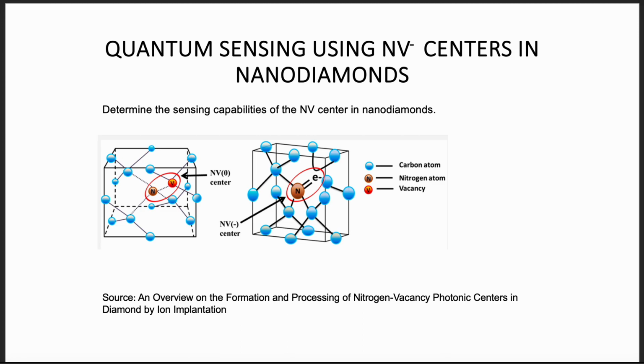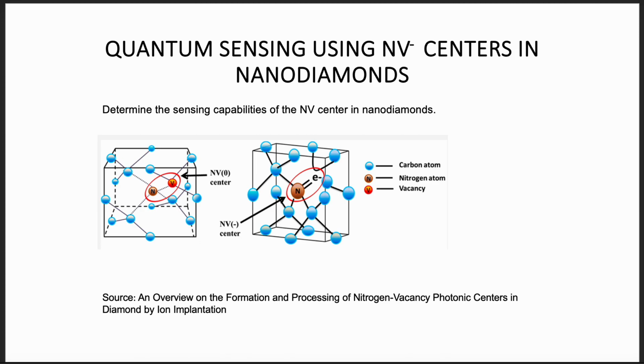Sensing using NV centers in nanodiamonds. NV centers in nanodiamonds are created when we use an electron beam and shine it onto a diamond crystal, thereby dislodging a carbon atom and replacing it with a nitrogen atom, creating an NV center, which is a solid-state spin defect that has a lone pair of electrons.